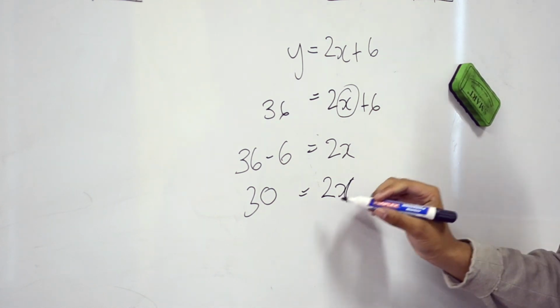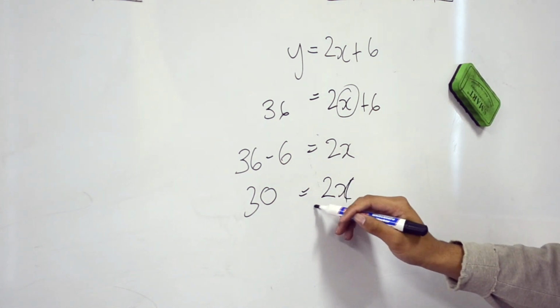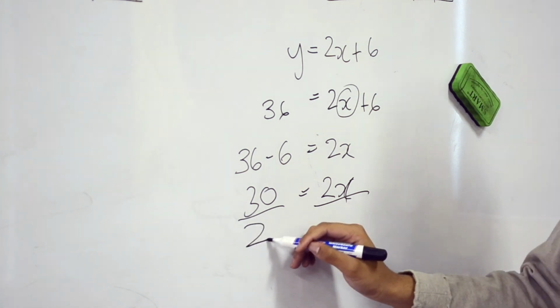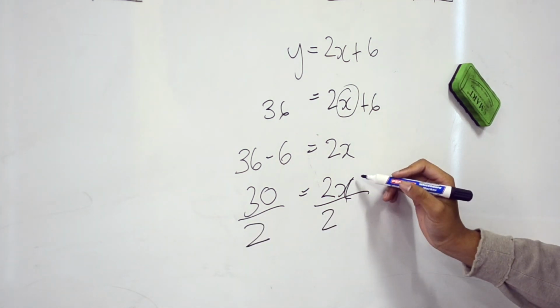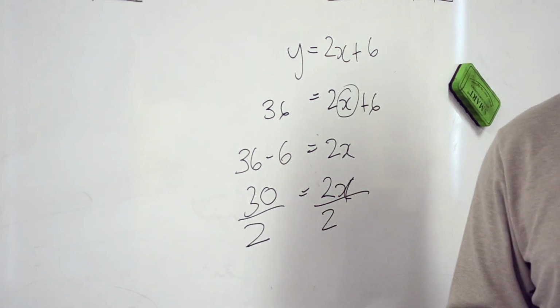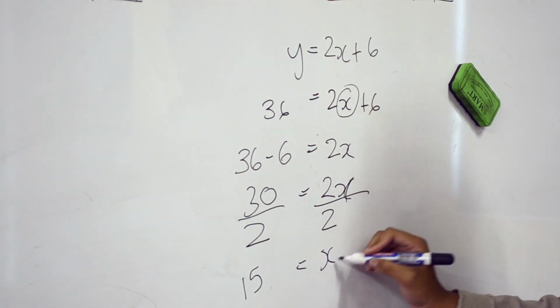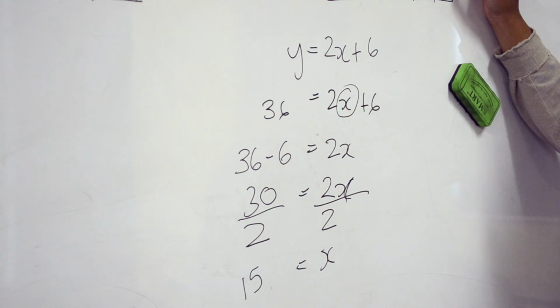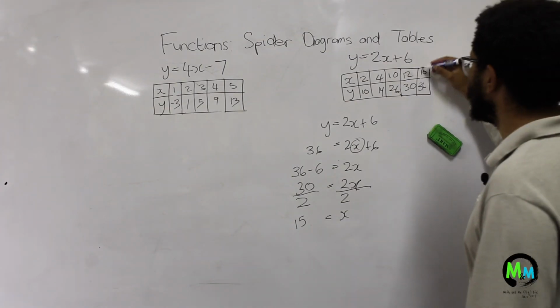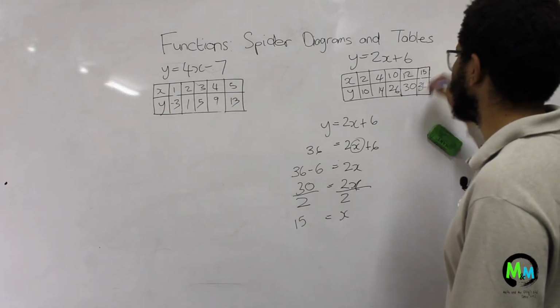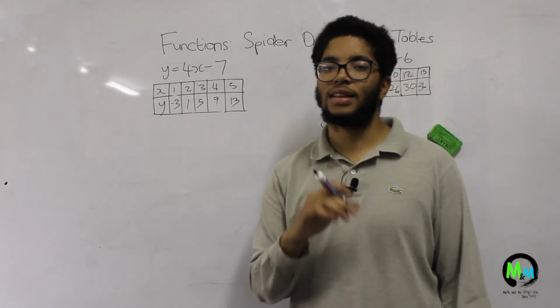And now that I have 30 is equal to 2x, I just divide both sides by 2 so that I can isolate my x over here. 30 divided by 2 leaves me with 15, and on the right hand side I'm just left with x. So for the last one, the input value 15 gives me my 36, and that is two-way tables.